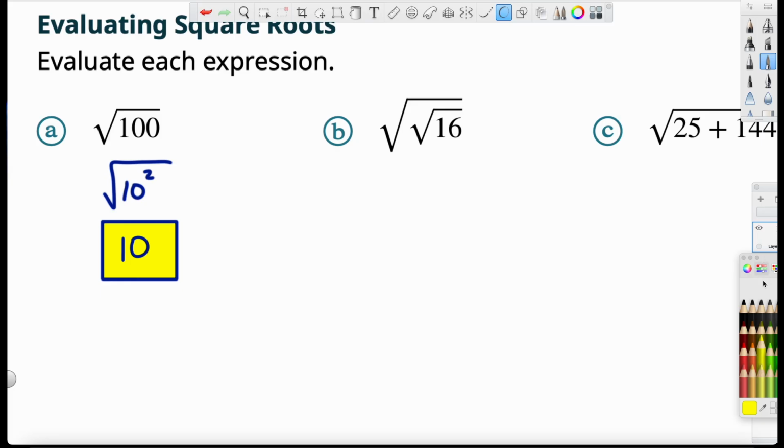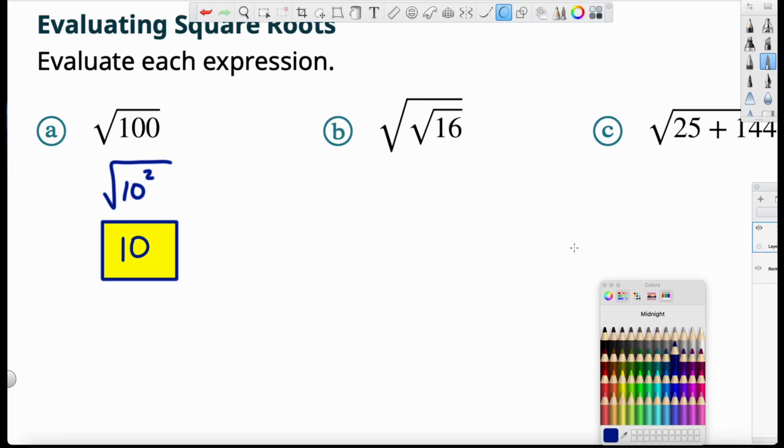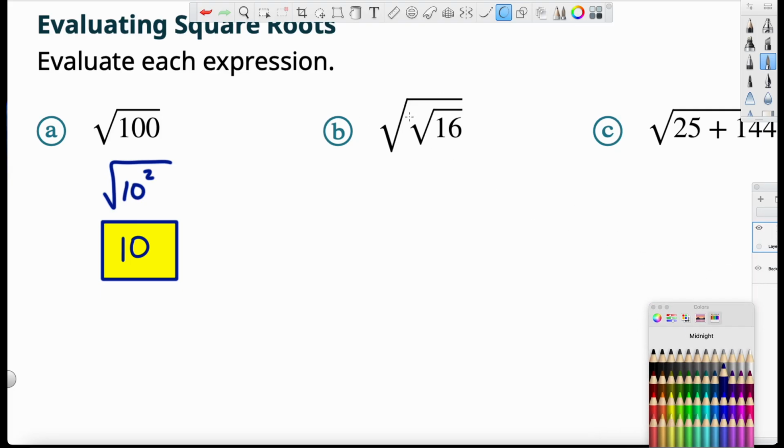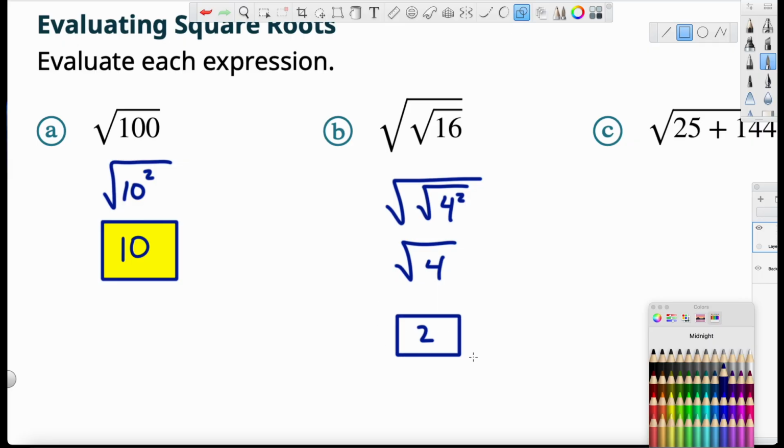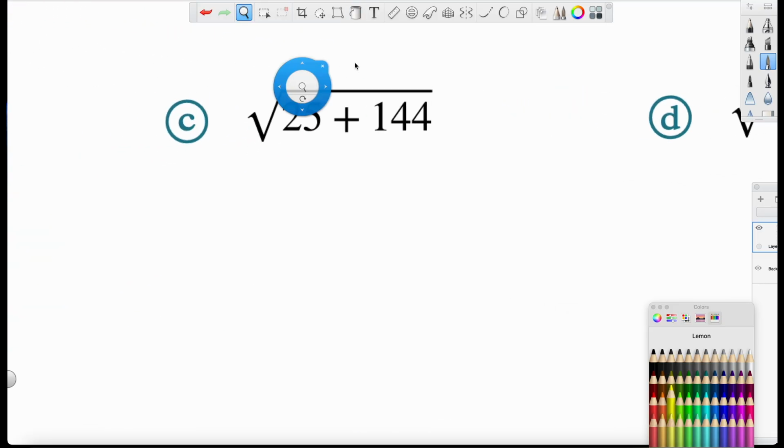Okay, and the next one, we have the square root of 16. So we always want to start on the inside and work our way out. If I wanted to rewrite this, I could say 4 squared is the same as 16. And the square root and the square symbol would cancel. So this would be 4. And of course, the square root of 4 is 2. Hope this is working for you guys. Start off with some things that you know, hopefully.